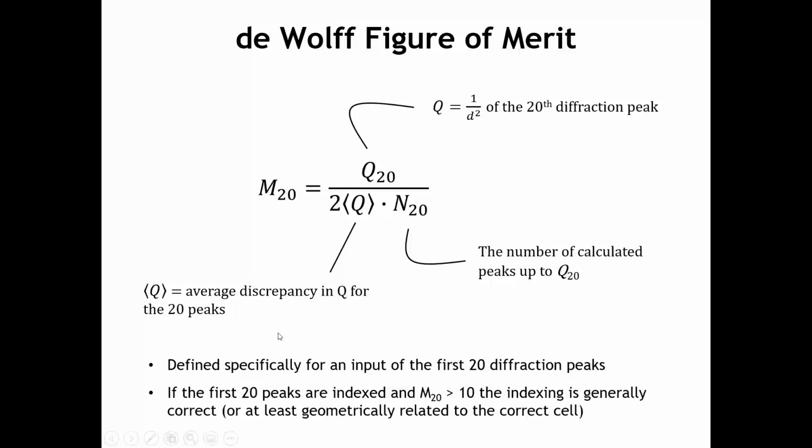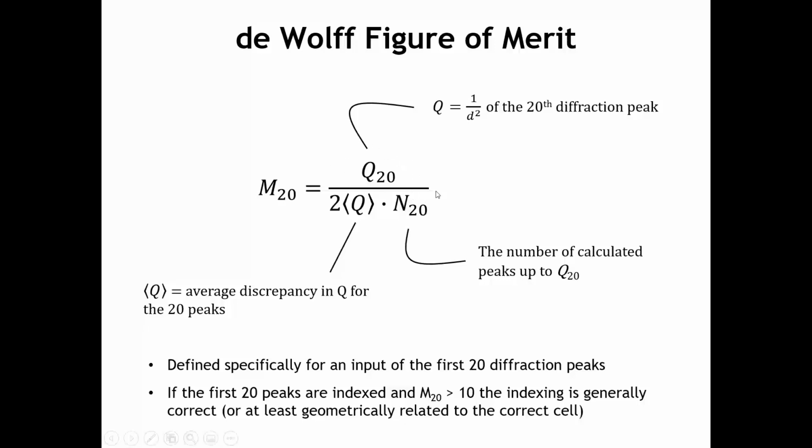So the closer the peaks are to where they're supposed to be, the smaller this is going to be, and that's going to make our figure of merit large. And then this last term here, N20, is actually really important. This is the number of peaks that would be calculated up to the 2 theta value where the 20th peak is observed.